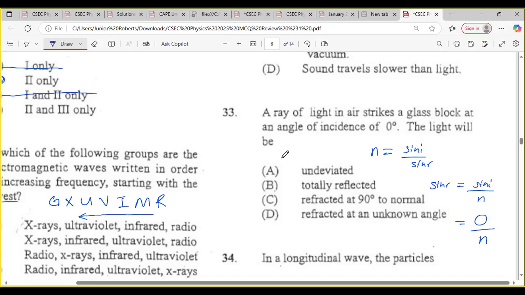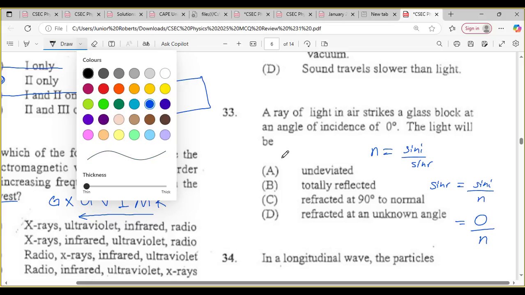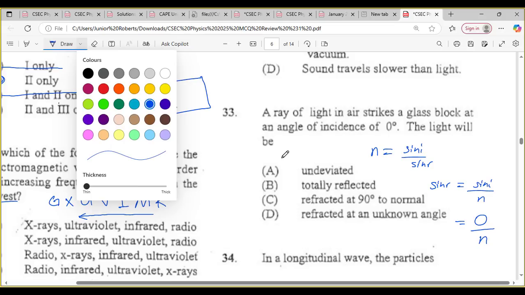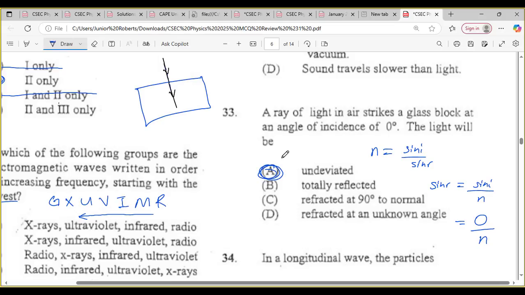So what you see now is that if the angle of refraction is going to be 0, then the ray will simply run along the normal, right? So if the ray is running along the normal, it simply means that if we make a sketch, something like this, so if this is our normal, like that, and we have our ray running down like that, incident, what we're going to see now is that it's going to continue along the normal like that, undeviated. So 33 now would be A.